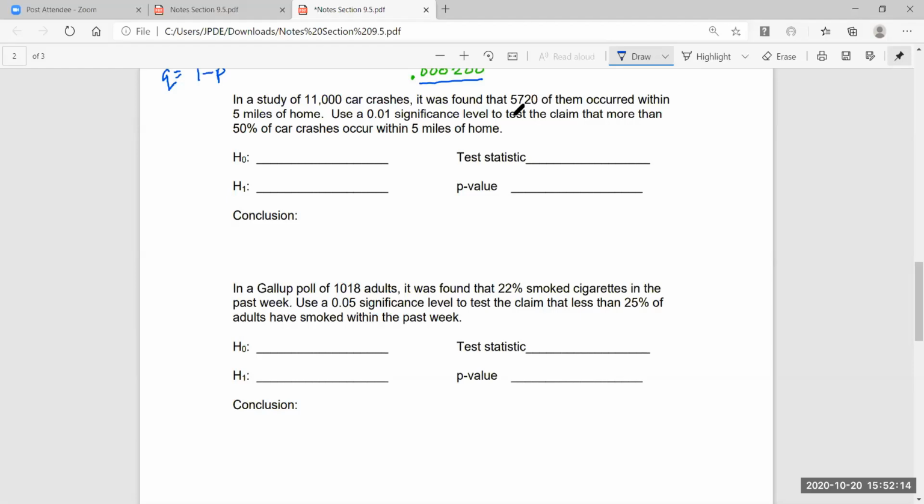Okay, so let's look at this study. 11,000 car crashes. It was found that 5,720 of them occurred within 5 miles of home. Use a 0.01 significance level to test the claim that more than 50% of car crashes occur within 5 miles of home.